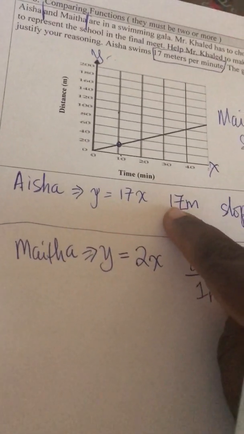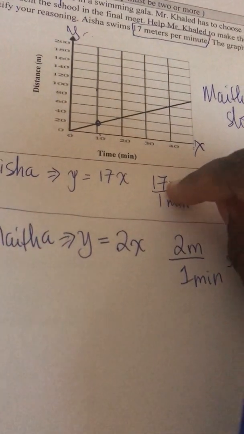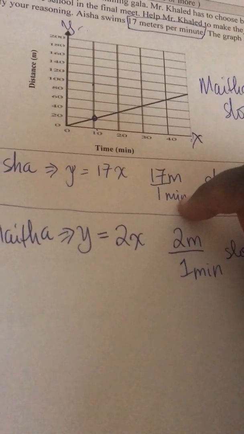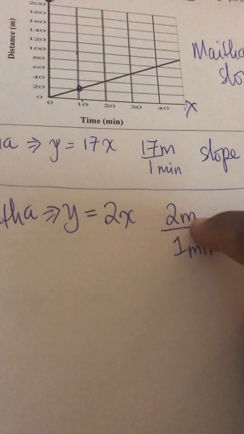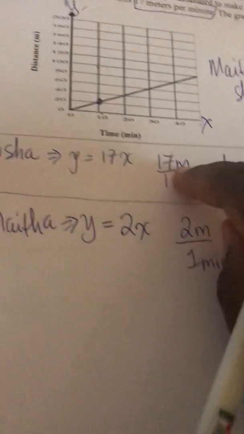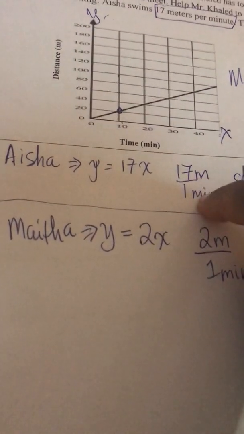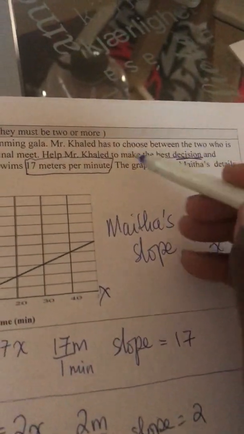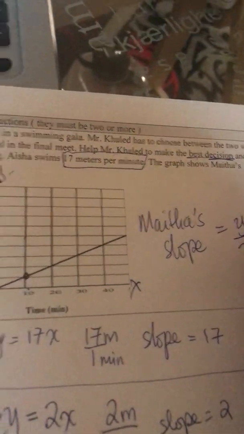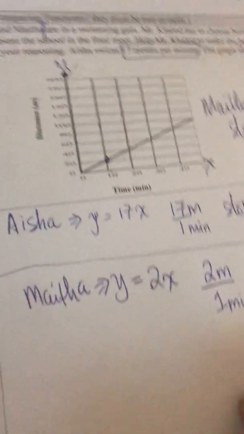So Mr. Khalid has to make a decision whether he wants Aisha or Maitha. He should choose Aisha. Why? Aisha swims a longer distance within a shorter time. Maitha swims a shorter distance, so Aisha is faster. Okay? So what does it say? Help Mr. Khalid to make the best decision and justify your reasoning.